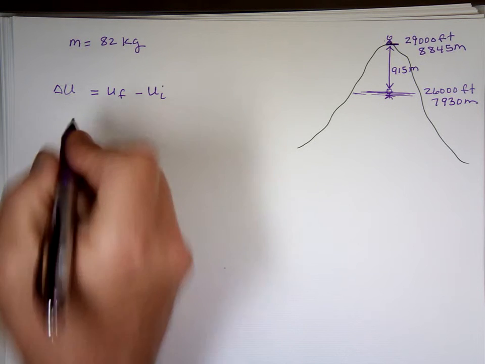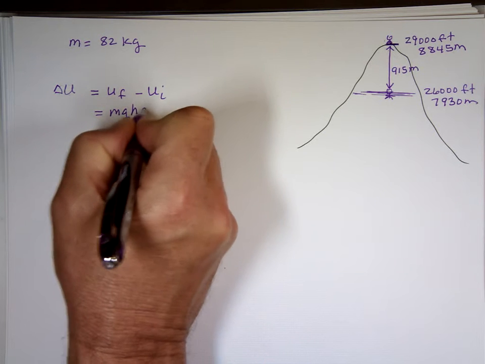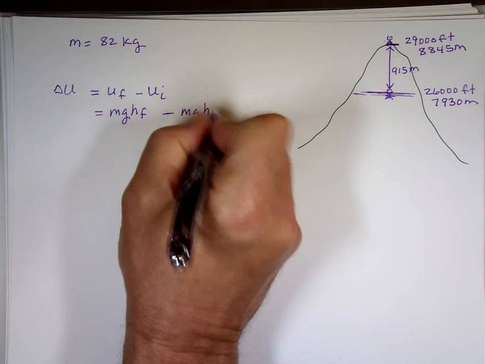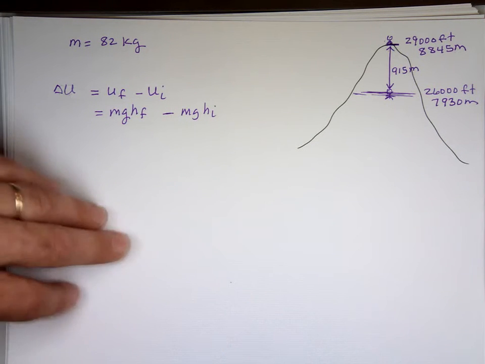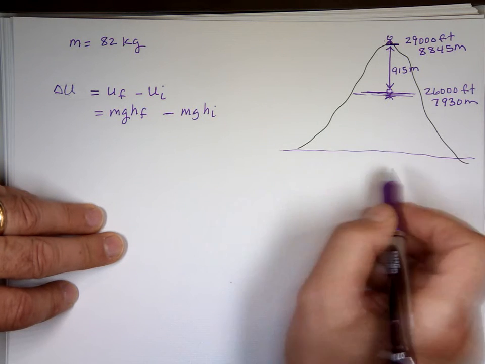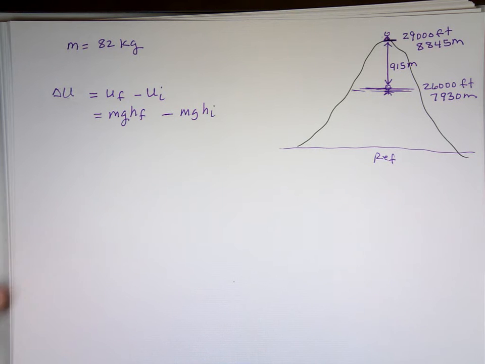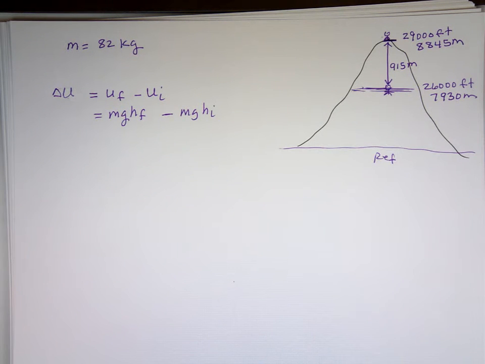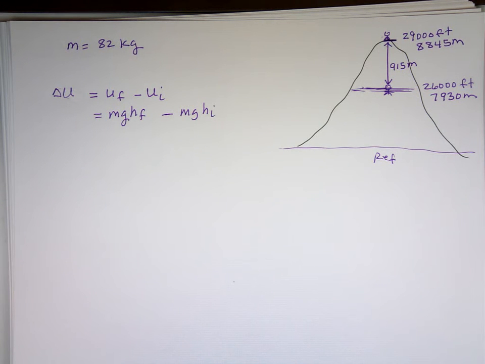So my U final is going to be mass times gravity times final height, minus initial mass, gravity, initial height. Now the question is, what do you want to use for reference? Notice I can use sea level for reference here, or I can use this, or this. It really doesn't make a difference. Maybe I'll do it twice and show you it doesn't matter what I use for reference. I can pick any point.